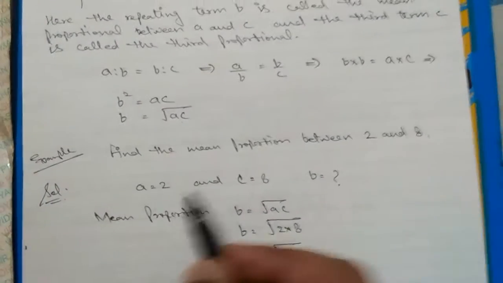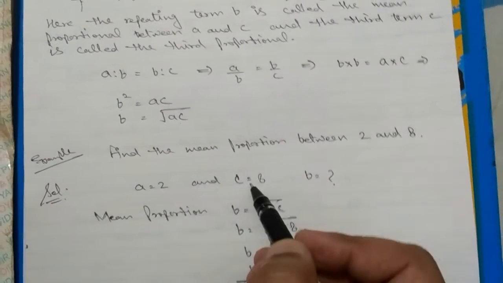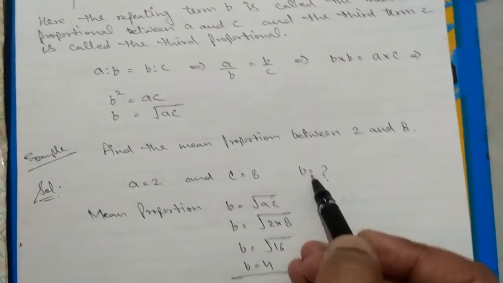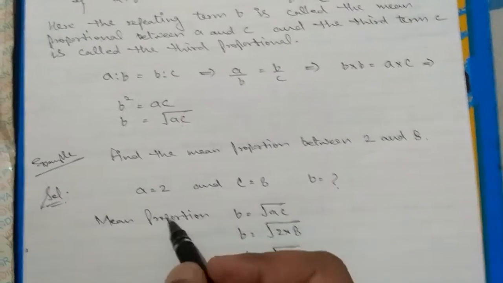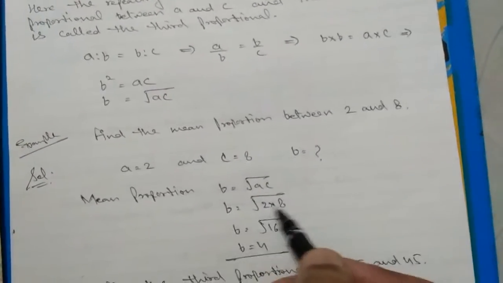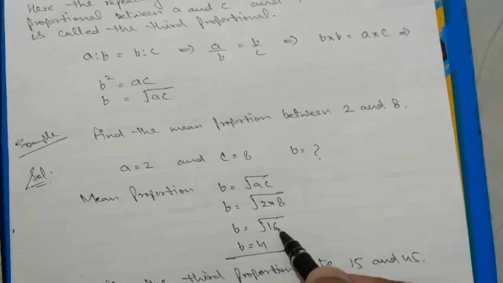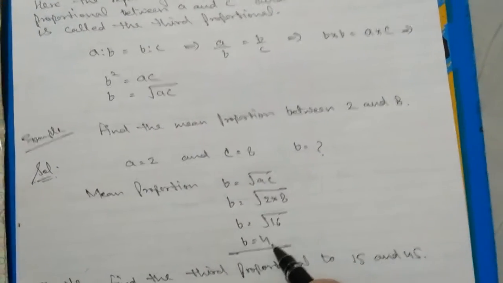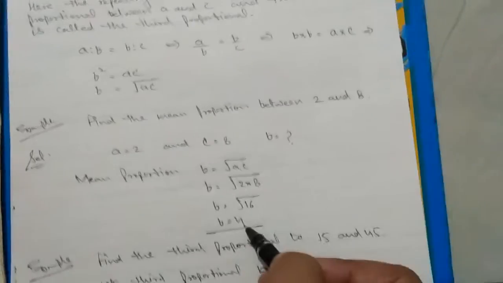For example, find the mean proportion between 2 and 8. That means here A equal to 2 and C equal to 8. B we have to calculate. B equal to under root AC. So B equal to under root 2 into 8, so B equal to under root 16. So B is equal to 4. Therefore, the mean proportion between 2 and 8 is 4.